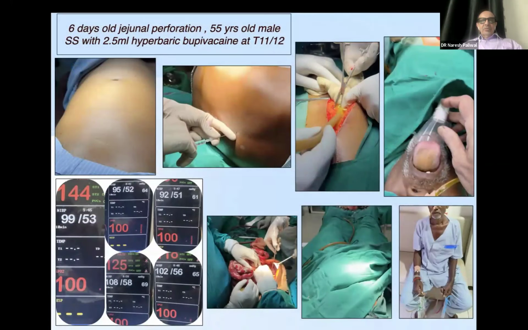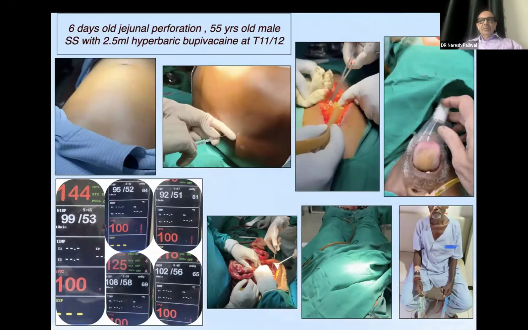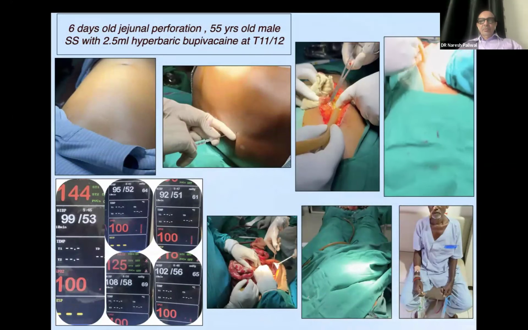This was a 6 days old jejunal perforation. I did it recently, some 3-4 months back. 55 years old male, segmental spinal, 2.5 ml hyperbaric drug because there was guarding and rigidity present, so wanted to have relaxation. You can see very old perforation.